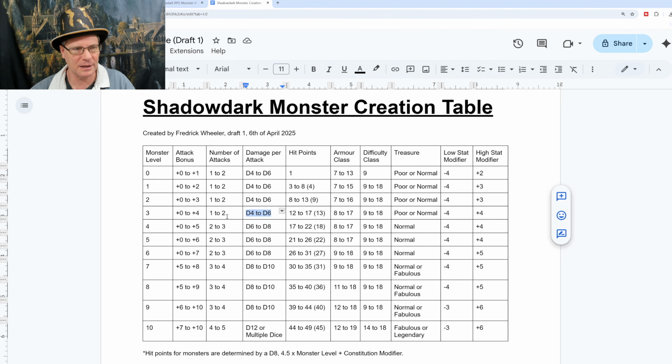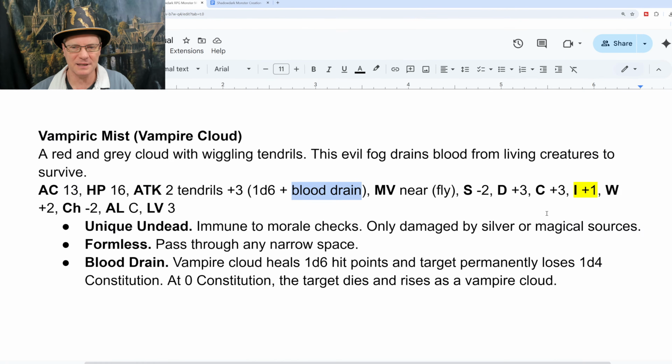Our attack bonus, our number of attacks, our damage output per attack, our hit points. Armor class sits between 8 and 17, and I've got a 13, so that's fine. Difficulty class, we'll come back to that in a second. This is for your treasure, poor or normal for a creature like this. And then, of course, your stat modifiers. The lowest end should be like a -4 and the top end a +4. And I'm well within all of that when you look at the stats.